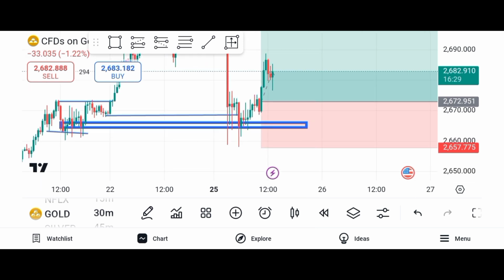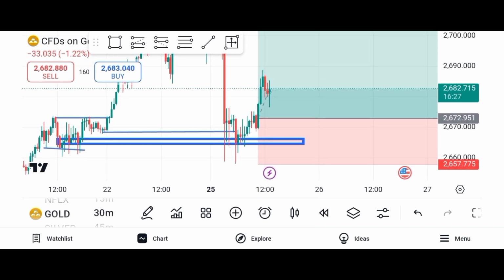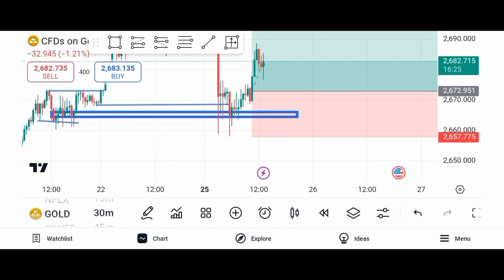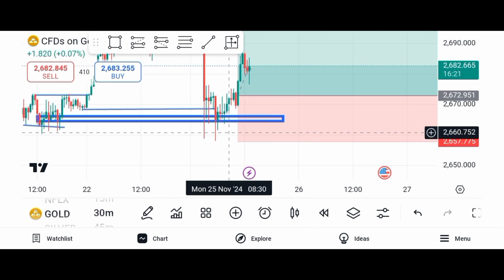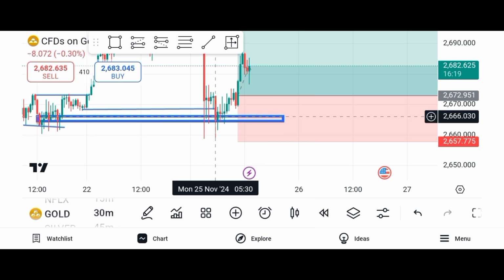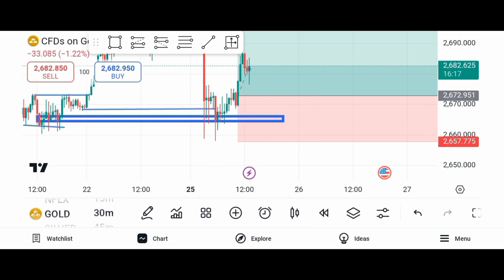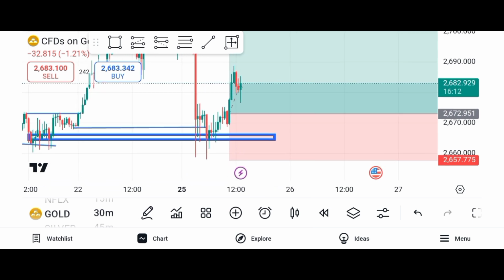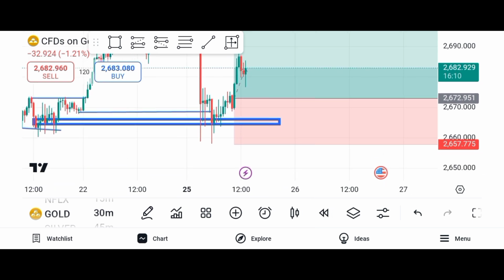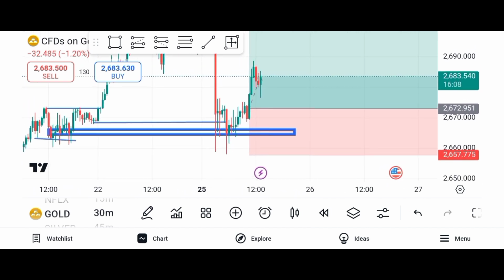So after the structural liquidity has been taken off, then you wait for a confirmation. You can see right here that our confirmation was this bullish candle on the 30-minute time frame. If the market is in an uptrend, then wait for a bullish confirmation. If the market is in a downtrend, wait for a bearish confirmation.